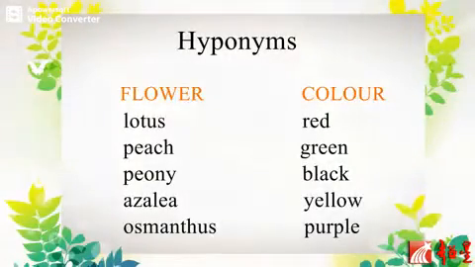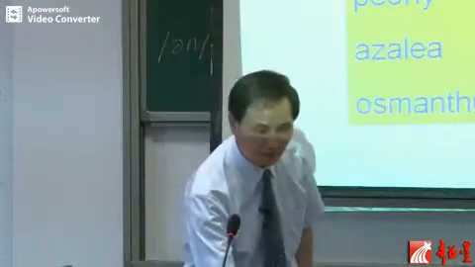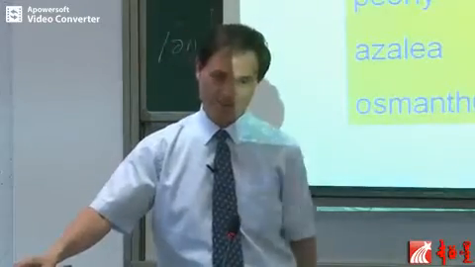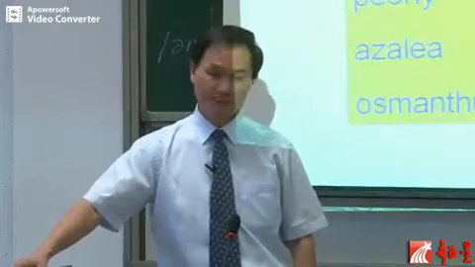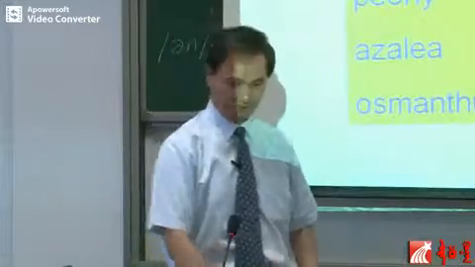Is that right? Say lotus, 荷花, peach, 桃花, peony, 牡丹, azalea, 杜鹃, osmanthus, 桂花. Right? So all these are flowers. Okay? So these words are called hyponyms. Now what about flower? Flower is not a hyponym. Flower is called the superordinate. Superordinate 是上位词，上一词，上一词。The others are called 下一词，subordinates or hyponyms.